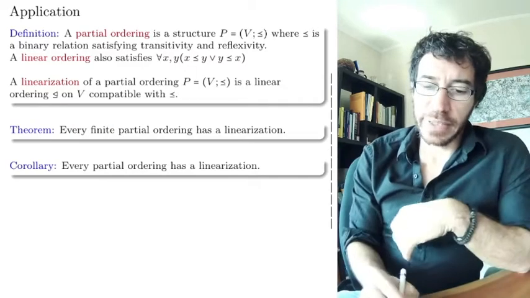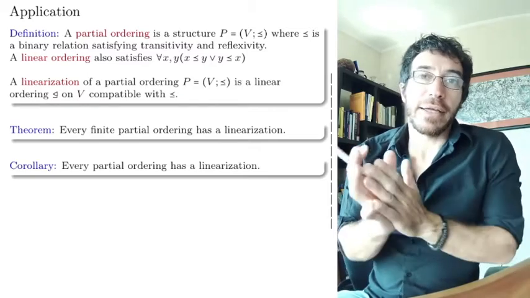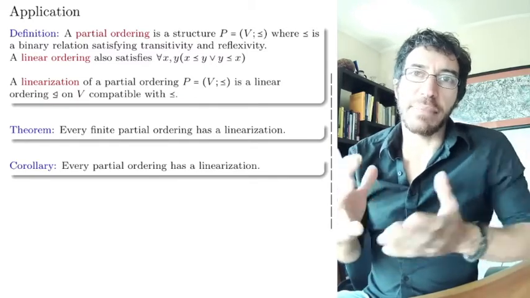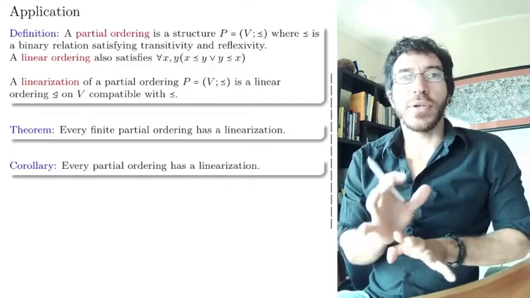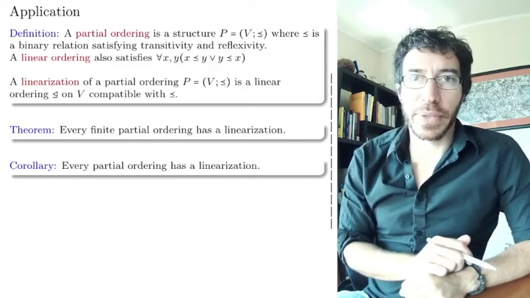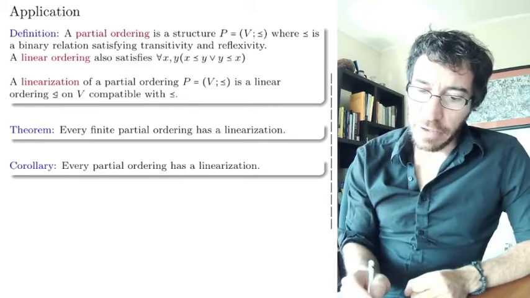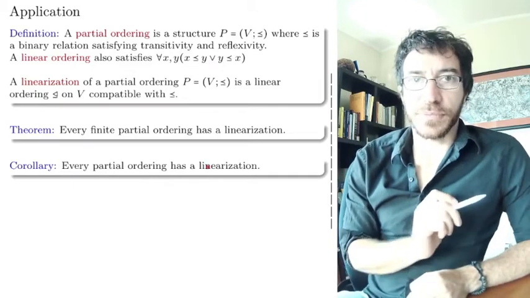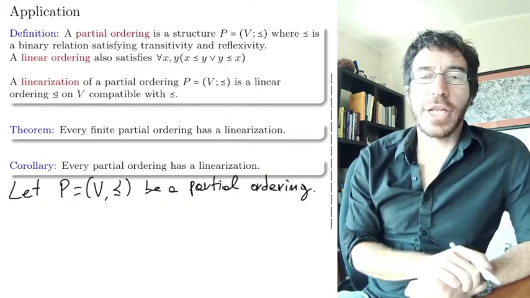This corollary can be proved in different ways. You don't need to use compactness. There are other applications that are a bit more interesting mathematically, but this is a good example of how to use compactness to prove something, okay? So every partial ordering has a linearization, and we want to use compactness for sentential logic. So let's get into the proof.